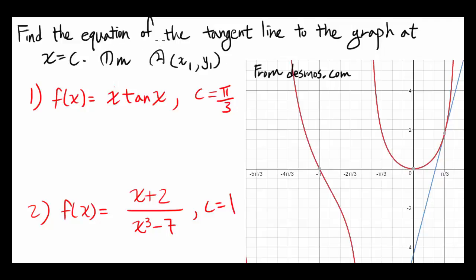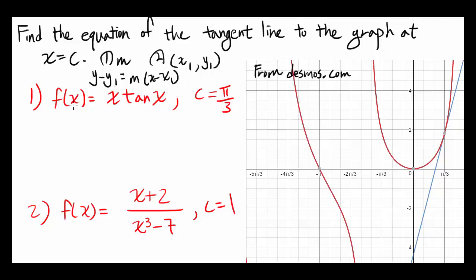If you know these two things, you know from the point slope form of the line that the equation of a line is going to be y minus y1 is m times x minus x1. And in these cases, you are going to try to find the slope and one point on the tangent line and plug those values into this equation to find the equation of that line.